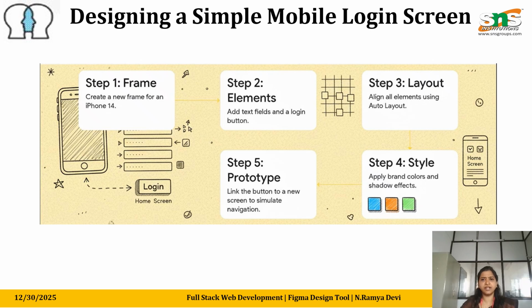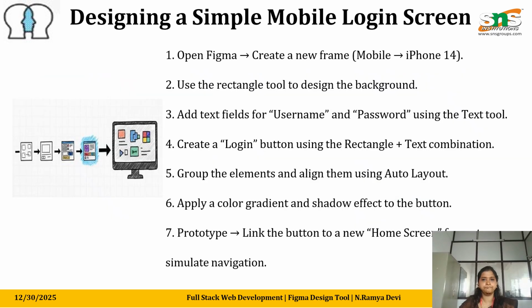And these are the steps for developing a simple screen by using the Figma tool. First, we create a frame for a mobile application, and then we add whatever text fields, login fields, or buttons we need. We can align all the elements using auto layout, and we can link the button to a new screen to simulate the navigation, so that the prototype of the design can be generated. We can also apply brand colors or shadow effects so that the entire app looks uniform.